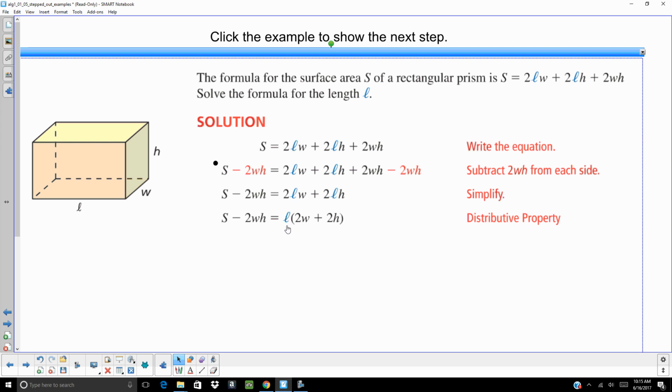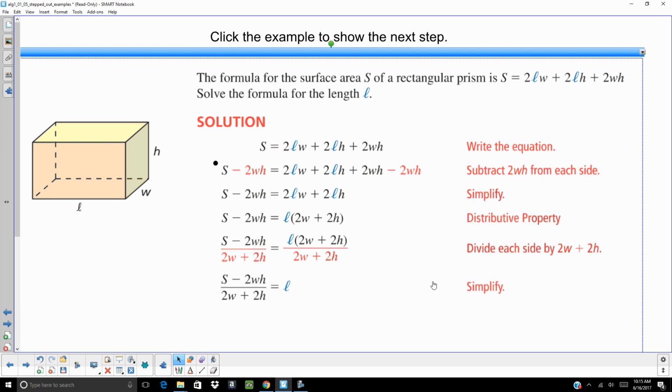Well, now I've got 2 factors. L is my first factor. 2W plus 2H is my other factor. Now, a factor is something that's being multiplied. So I'm going to divide by the factor of 2W plus 2H. And those 2 factors are going to cancel out. And I'm going to be left with S minus 2WH all over 2W plus 2H equals L. And that is going to be my final answer.